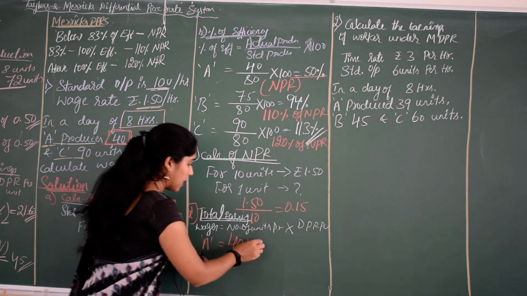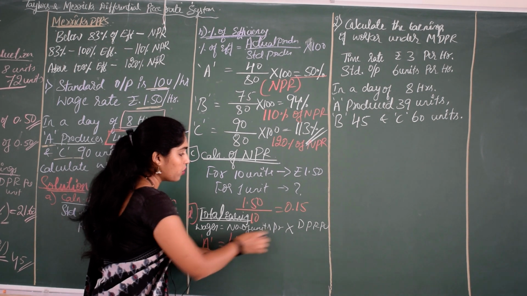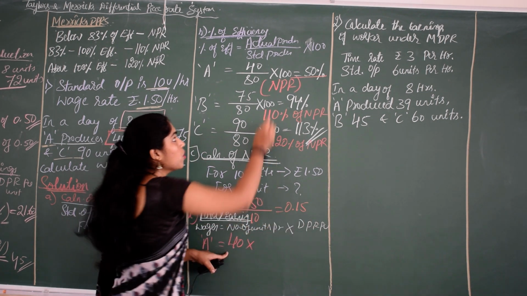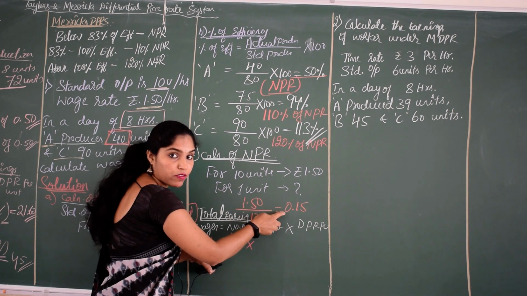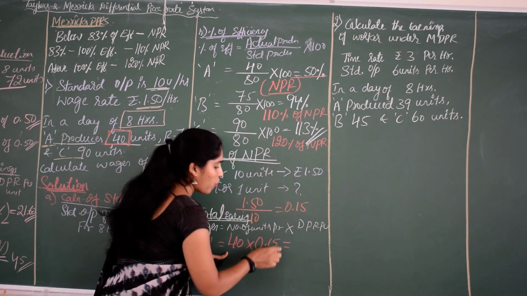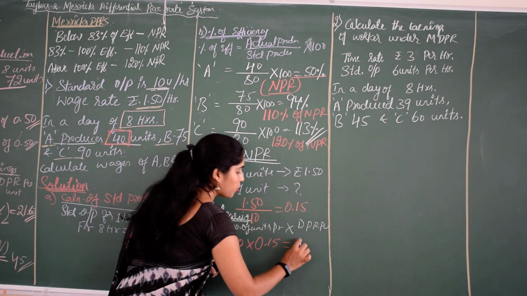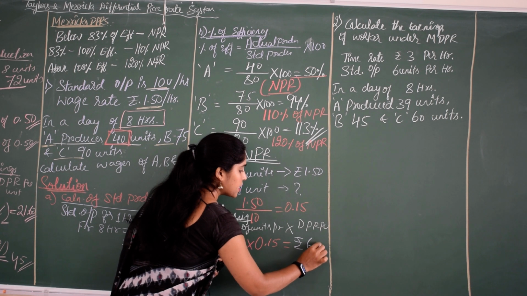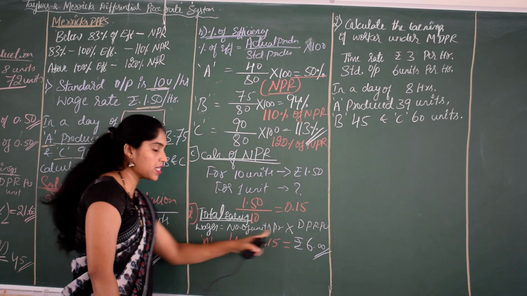Okay. So, now calculate the total earnings for Mr. A, 40 units into the differential piece rate system. So, his rate is the normal piece rate, which we have already calculated here as 0.15. So, 0.15 into 40, if you multiply these two, you are going to get 6 rupees. So, A's wages is 6 rupees.